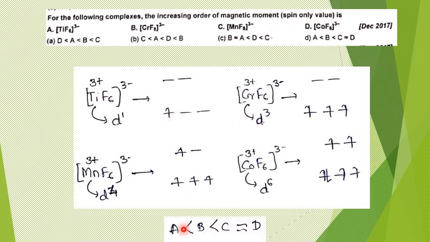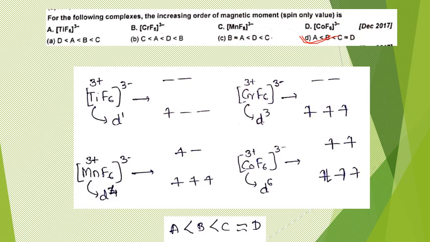So the order should be, minimum should be A, right? Then B with 3 unpaired electrons, and then [MnF6]3- as well as [CoF6]3-. Both of them have got 4 unpaired electrons, so they have the same number of unpaired electrons, and therefore their spin only magnetic moment value should also be the same. So the answer for this question is A greater than B greater than C and greater than D, so that is the correct option, option D. Option D is the answer for this question.